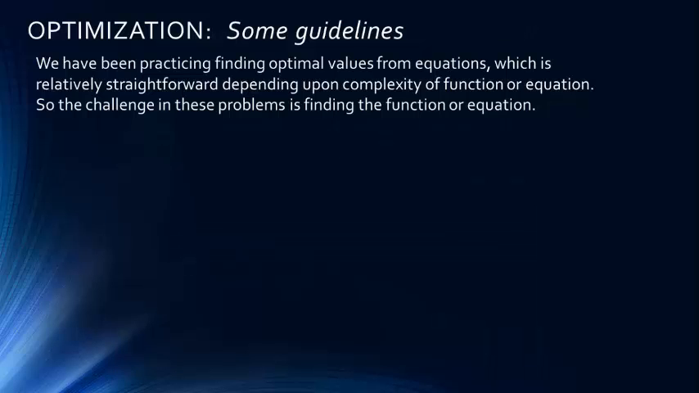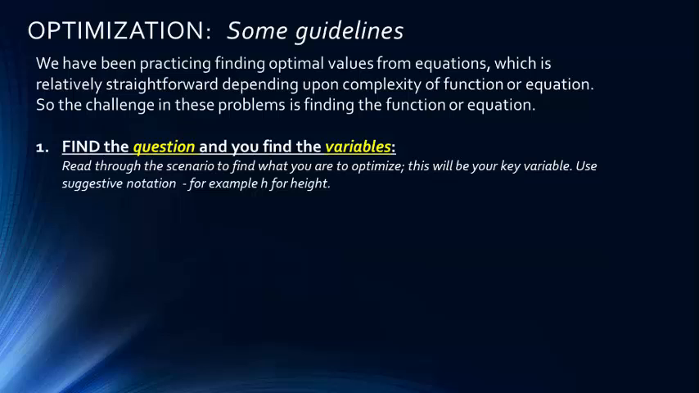Okay. So mostly we've been finding optimum values from equations. This is pretty straightforward using the derivative test that we've learned. So the challenge in the problems to come is how to find the equation or write the equation, and students often will struggle with word problems. Okay? So the key thing here is to find the question. If you find the question, you find the variable.